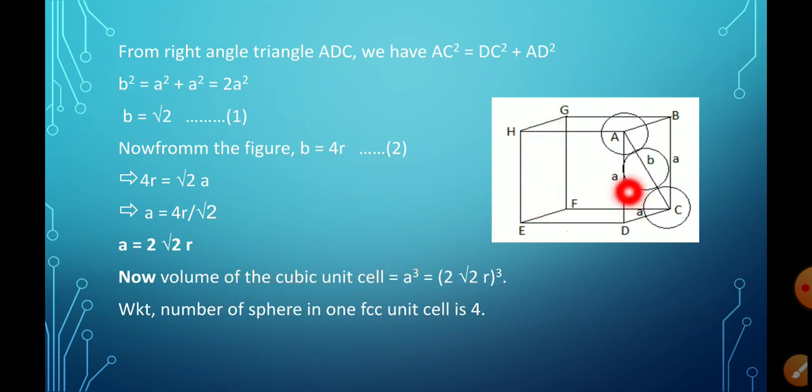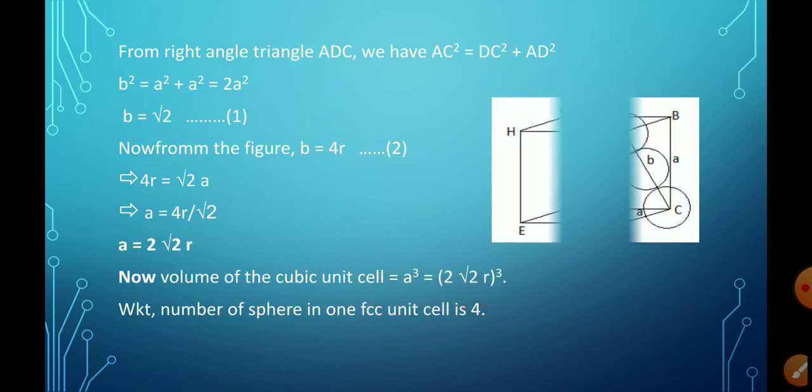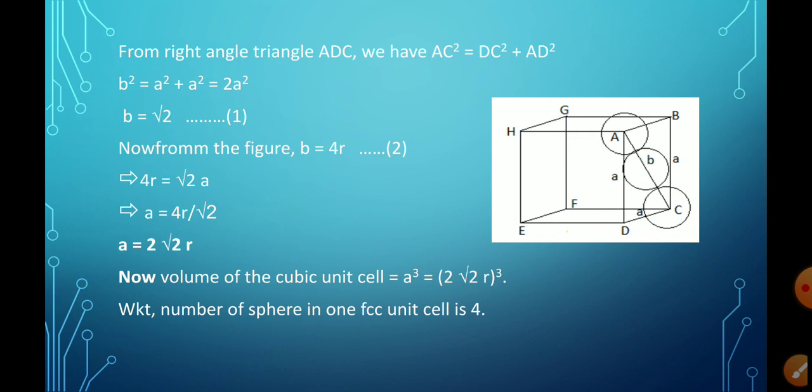The volume of a cube is equal to the cube of the side, so a cube. a is 2 root 2 R, therefore a cube is equal to 2 root 2 R whole cube. Next, we know the number of spheres in one face centered unit cell. One face centered unit cell contains 4 particles. We discussed this in the last video, the calculation of the number of particles. The number of particles is 4.